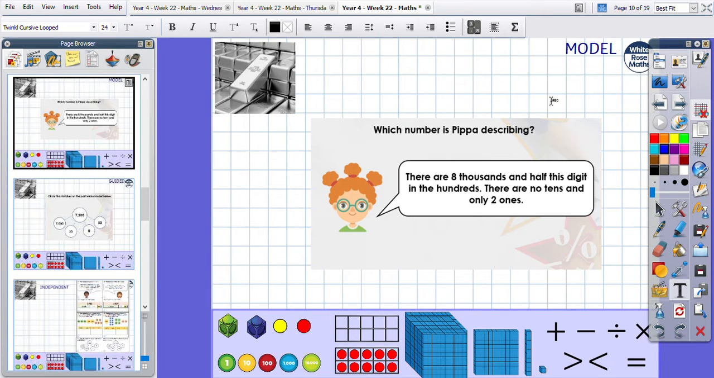Okay, so let's work through it. We've got 8 thousands. We've got half this digit in the hundreds, so half of 8 is 4. There are no tens and 2 ones. So Pippa's thinking about the number 8,402. So we've just broken it down step by step to make our number.